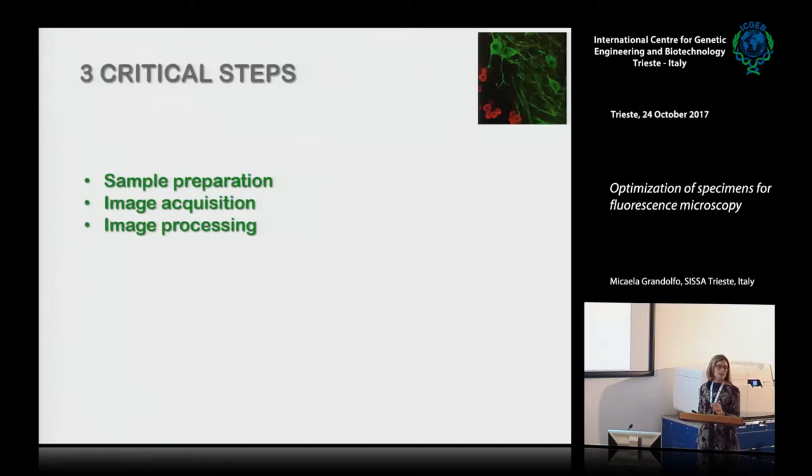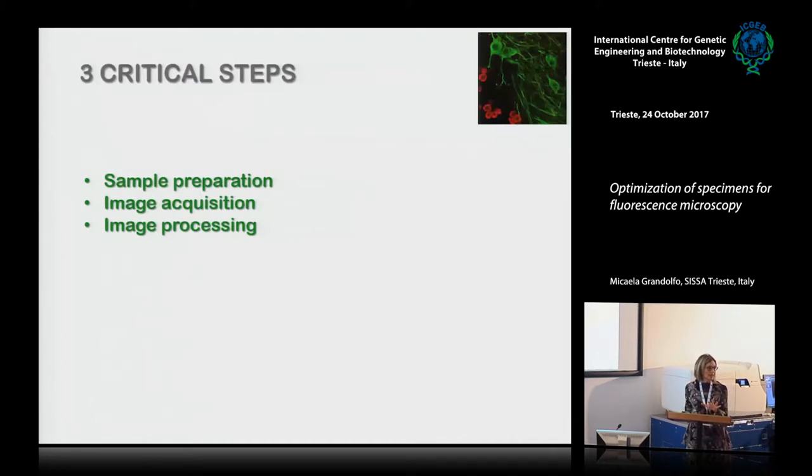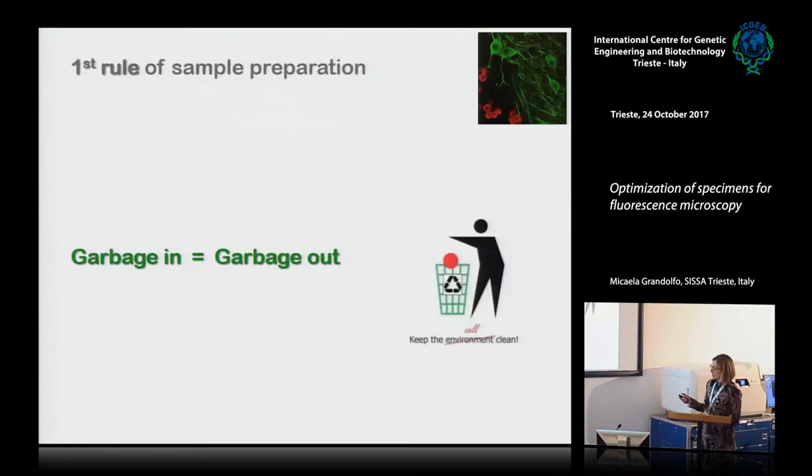Okay, you have to follow three critical steps to collect the final data from your sample. You have to take care of the sample preparation, the image acquisition, and the image processing. You will hear about these two topics tomorrow morning, I think, and I will concentrate only on the sample preparation. So the first rule of sample preparation is, remember that when you have garbage in your sample, you will obtain garbage outside your sample. I mean, garbage on your images. And the interpretation of the supposed data is really, really difficult. So this is the reason why you have to take care of the sample preparation.